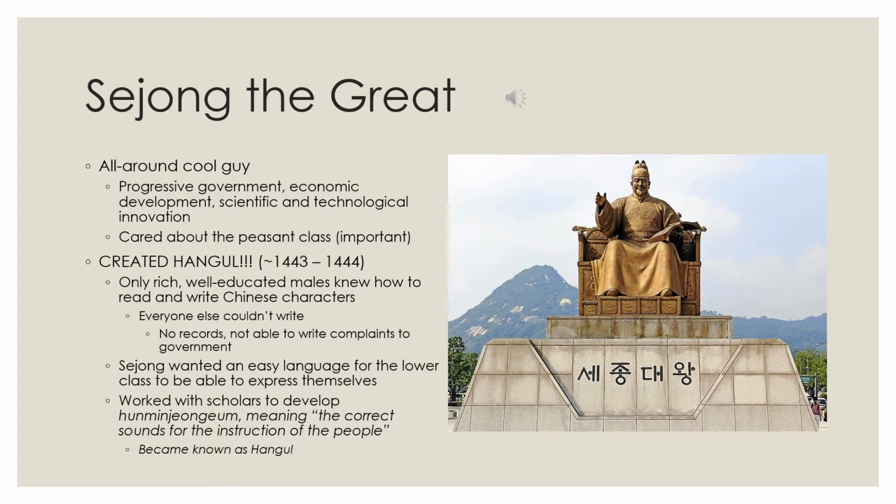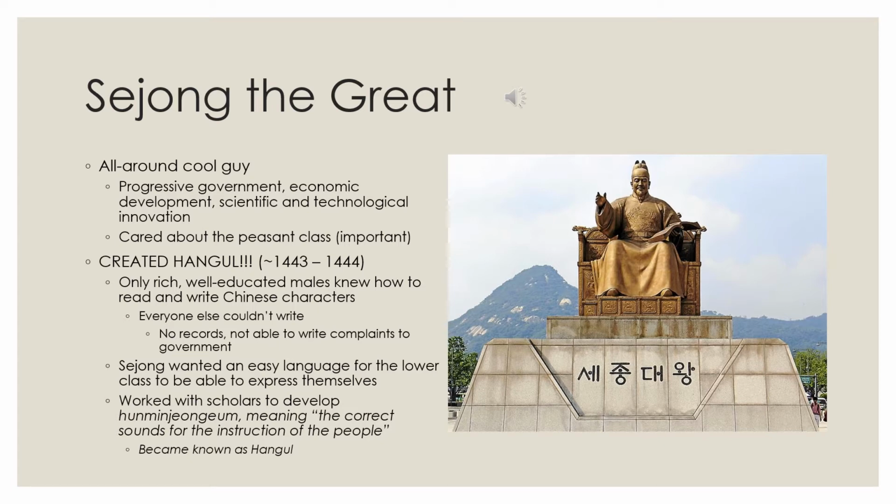So as I said, only the rich, well-educated males knew how to read and write Chinese characters. Everyone else could not write. They did not have the time or money to be able to spend learning all those Chinese characters, especially since Chinese did not well reflect the Korean language. And this is important because no one besides the wealthy could write records, keep records, especially for agriculture. And one of the most important was that no one was able to write complaints to the government.